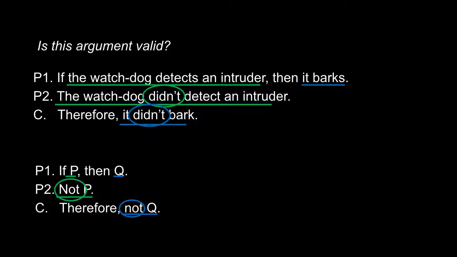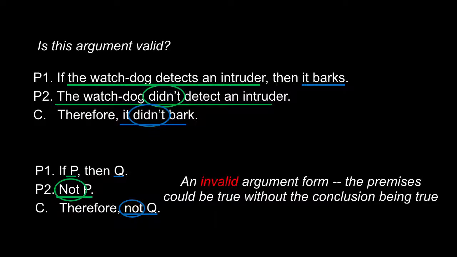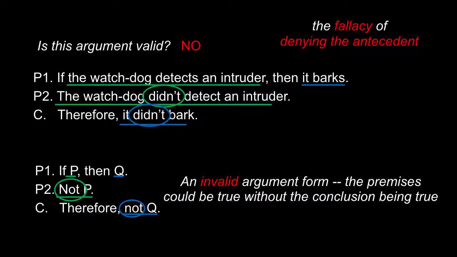So you would have true premises and a false conclusion, and that tells you that all arguments of this form are invalid, that the premises of an argument like this could be true without the conclusion being true, and therefore this argument in front of us is invalid. This is also a fallacy that has a name. In this case, it's called the fallacy of denying the antecedent, because premise 2 is a denial or negation of the antecedent of the conditional stated in the first premise.